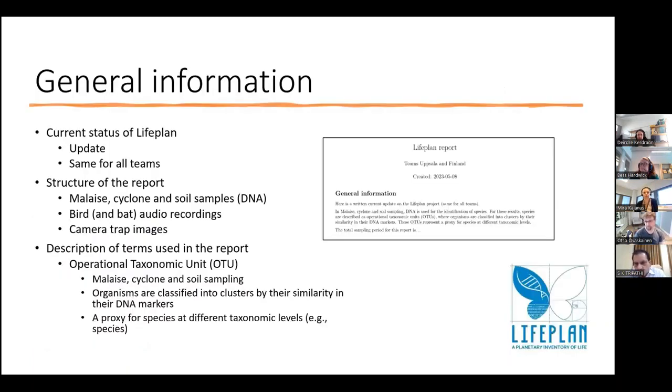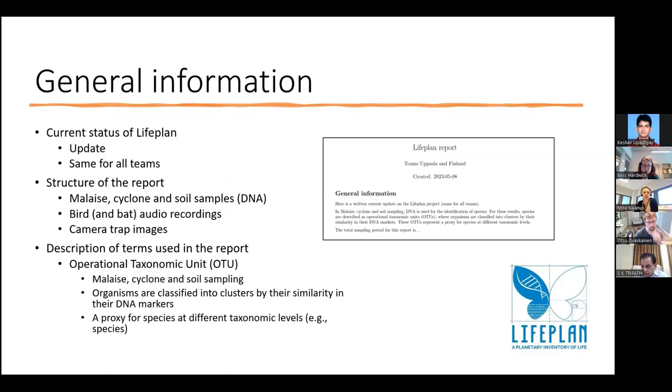Okay, so first in the report, there'll be a general information section. It will show which team and when the report was created, and a general status update of Lifeplan, which will be the same for all of the teams. Additionally, it will shortly describe the structure of the report, which different results of different equipment data we have, and also some terms that will be used in the report.